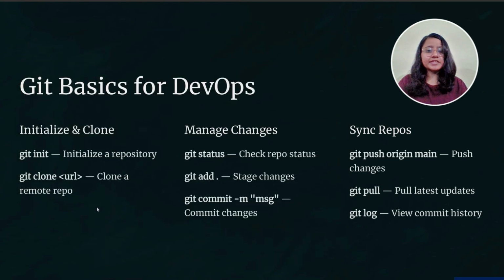Commands are git init, git clone, git status, git add dot, git commit -m, then git push origin main, git pull, and git log. So always remember this basic step.